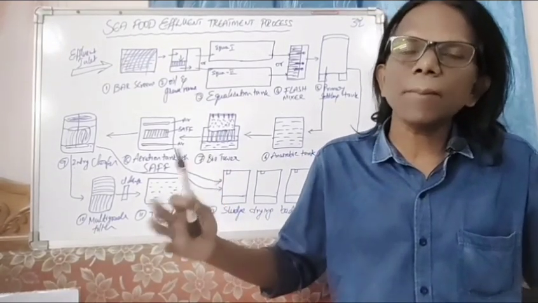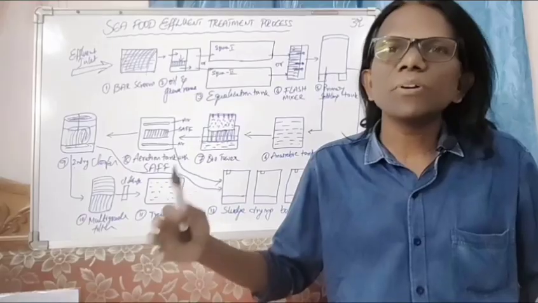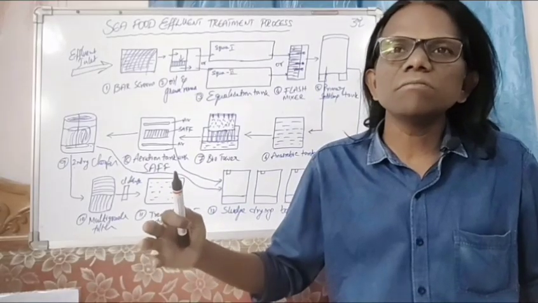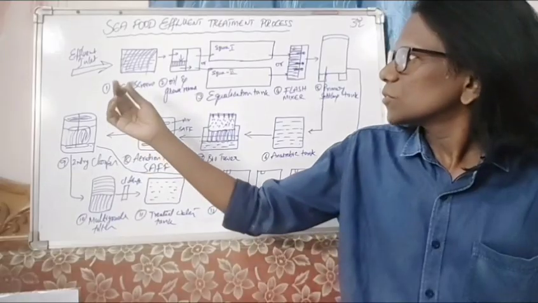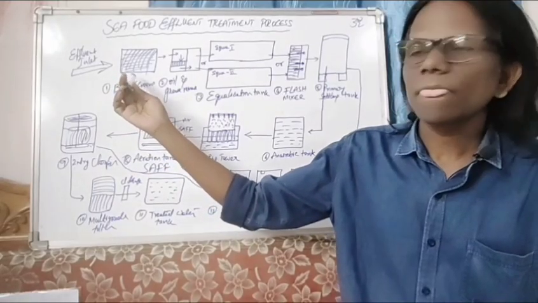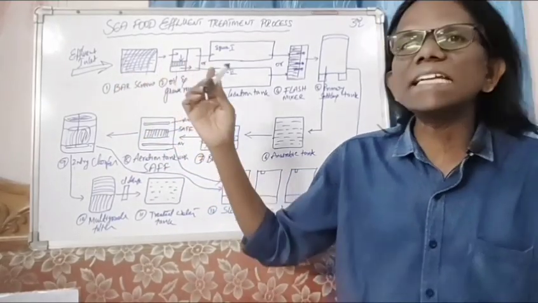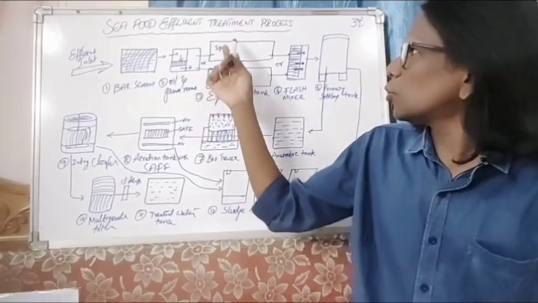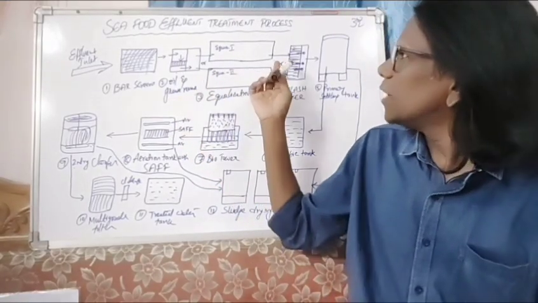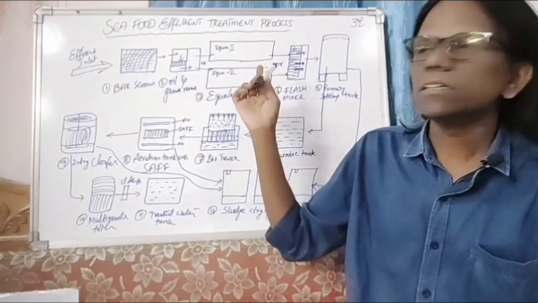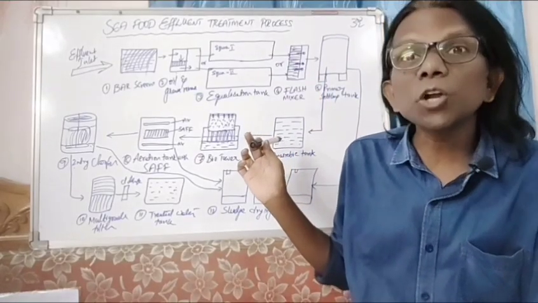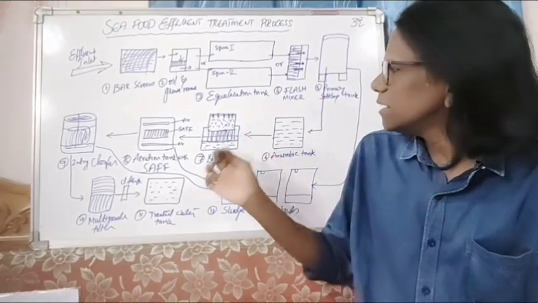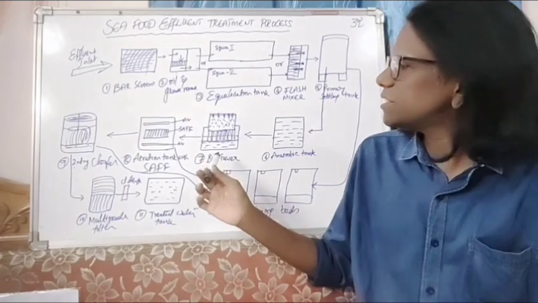Now we will discuss the steps involved in the effluent wastewater treatment process. The first one is the bar screen chamber, and the second one is the oil and grease trap. Third is the equalization tank, and fourth is the flash mixer. Fifth is the primary settling tank. Sixth is the anaerobic degradation or anaerobic tank. And seventh is the biotower mechanism.